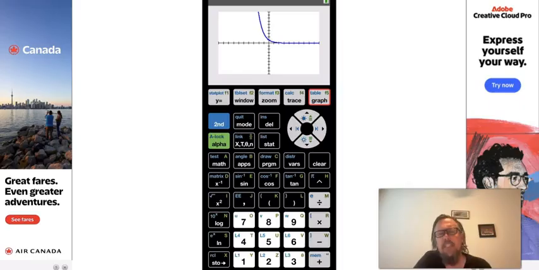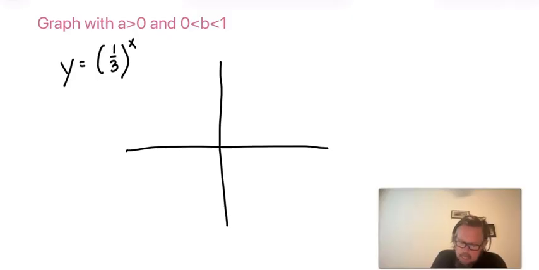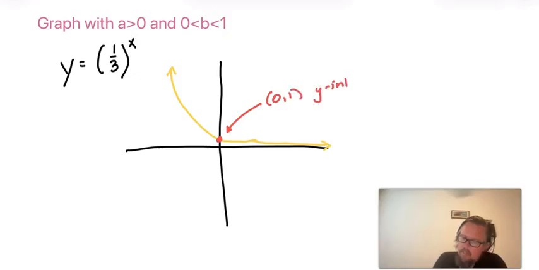And as we suspected, it basically looks like a mirror image reflected over the y-axis of y equals 3 to the x power. So let's go ahead and sketch this out. It looks like this. It's a very swift decrease and then flattens out on the x-axis. And as we saw from the table, our y-intercept, once again, is at (0, 1). That is our y-intercept.